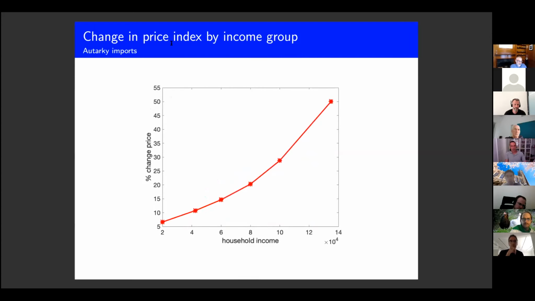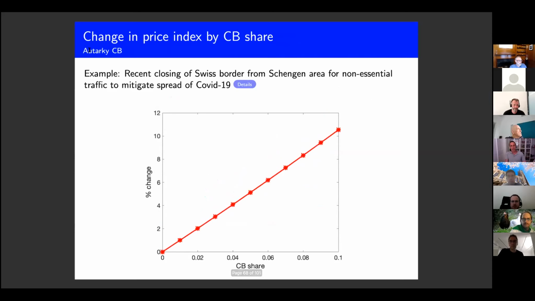And I need to stop soon. So now if you go to autarky in trade, which is the standard trade counterfactual we consider, it matters a lot. The welfare loss from going to autarky is 50% versus 5% for the prices. And finally, for autarky in CB, which is not a totally counterfactual.